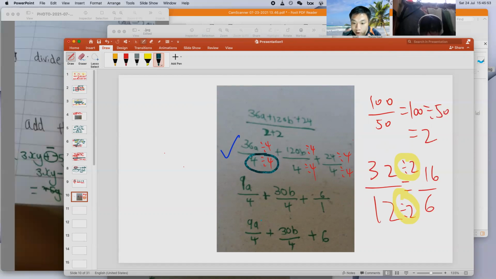Can you redo this question on a piece of paper? Start from here. That means this one is okay. Let me erase all the unnecessary part. Okay, so like I say, this is correct already. This is not correct. Continue from here onwards.